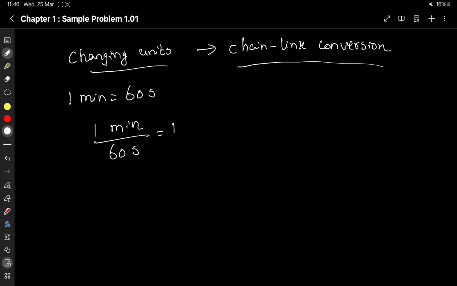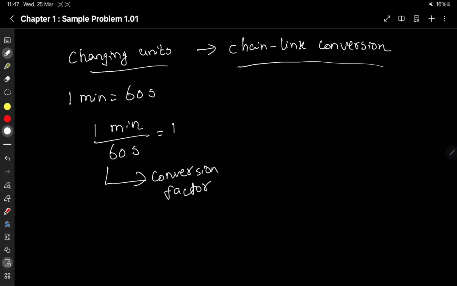Think of how to approach the problem, and always remember, you never write 1 by 60 is equal to 1, so it will become 1 is equal to 60. 1 is not equal to 60. This method is wrong. You should always mention the units when you are writing in this way. Now this ratio means some numerator by some denominator. That ratio is called the conversion factor. This is the conversion factor.